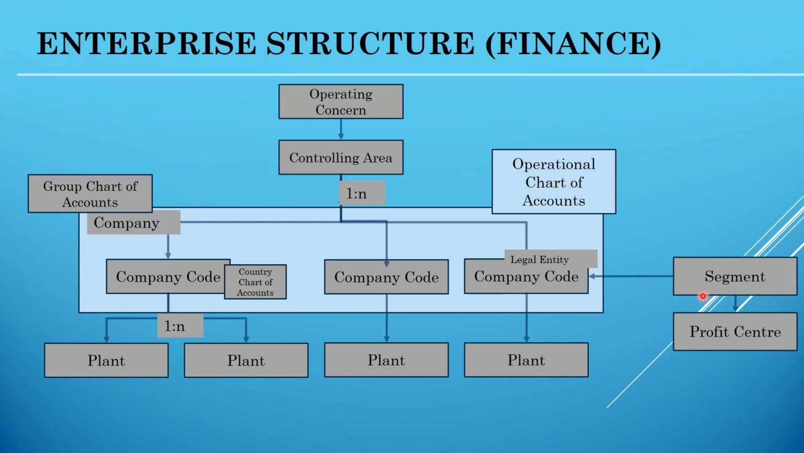They'll be able to do that. So how this segment is derived in a transaction is based on a profit center. Profit centers are similar to segments, but they are one level below from the segments. When you create a profit center, you assign that to a segment so that it gets consolidated at the segment level.